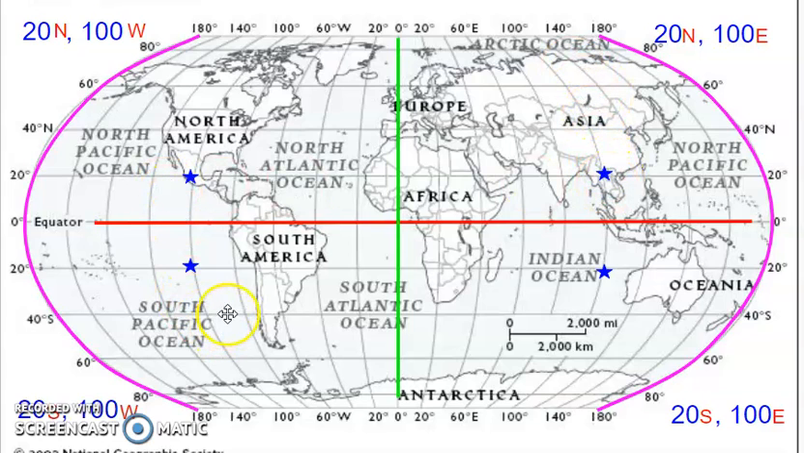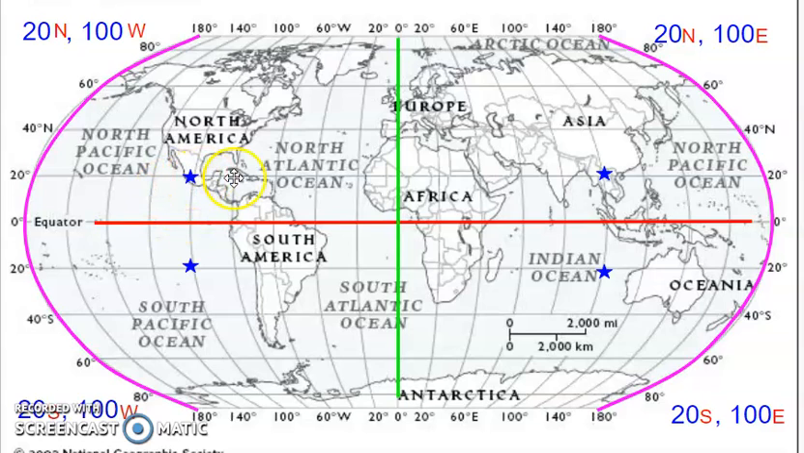Okay. Now I did 4 stars here. Now I'd like you guys doing the same thing. The first star should be at 20 north, 100 west. So if I'm following that 20 north, I know that's this line, so somewhere along here, 100 west. Here's 100, I'm following the curved line. It should be right in Mexico.